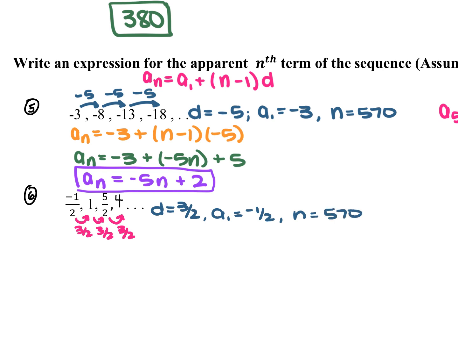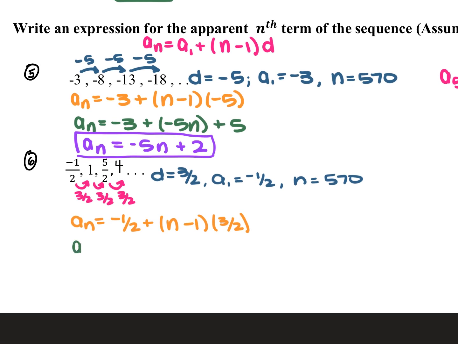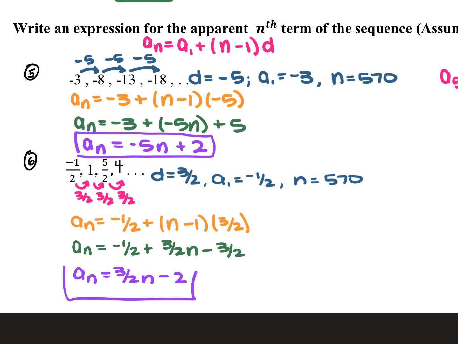First, find your rule. So you're going to have a sub n is equal to negative 1/2 plus n minus 1 times 3/2. If you distribute your 3/2 in, that's going to give you a sub n is equal to negative 1/2 plus 3/2 n minus 3/2. If you combine like terms, you're left with a sub n is equal to 3/2 n minus 4 over 2, which is just 2. Next, find your 570th term. So this is your rule.